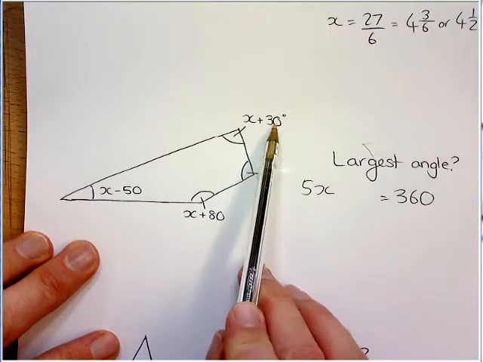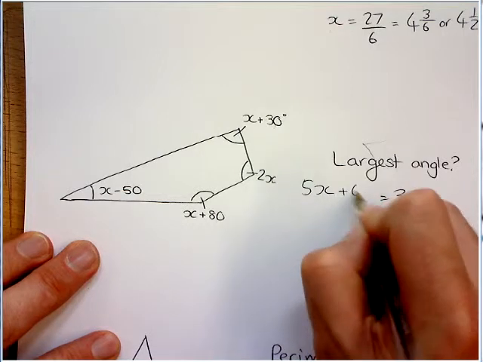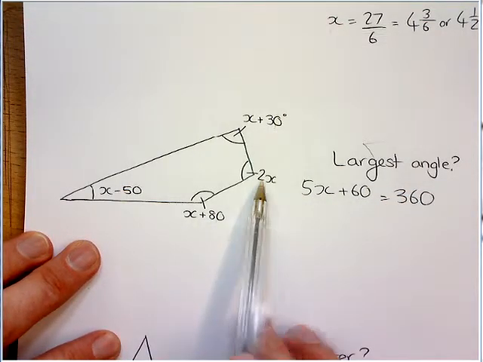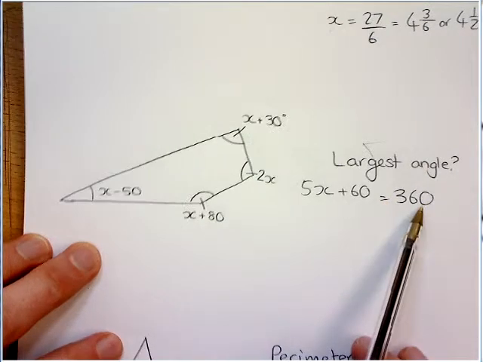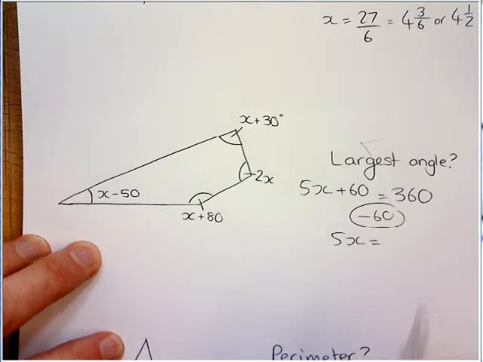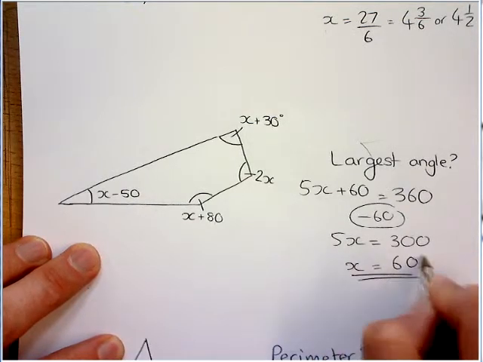Now, 80 plus 30 is 110. Take away the 50 is 60. So this is an expression for all of these added together, and we know they equal 360 because it's a four-sided shape. Take away the 60 to get the 5x on its own is 300, and therefore x, if you divide by 5, is 60.